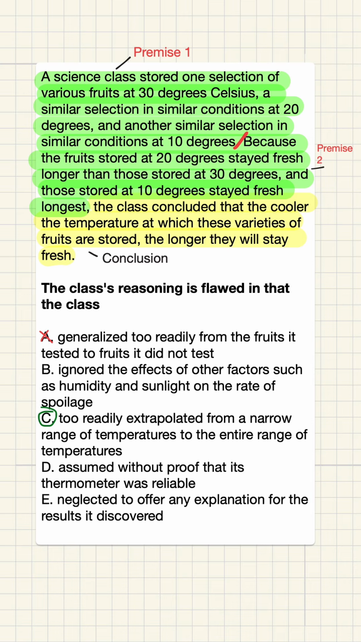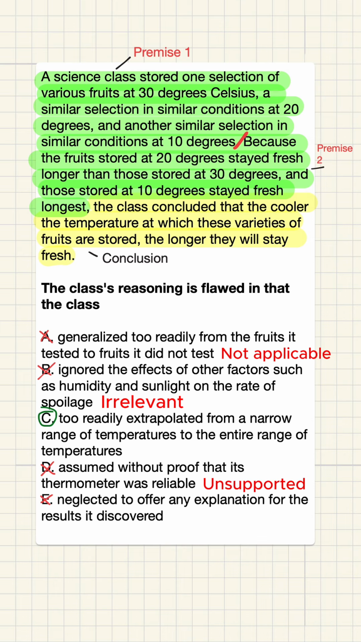A says the class generalized from the fruits it tested to fruits it did not test, but the conclusion is only about the varieties tested, so that criticism doesn't match the argument. B says the class ignored other factors like humidity and sunlight, but the experiment explicitly says the fruits were stored in similar conditions, so other factors were controlled. D says the class assumed the thermometer was reliable. The stimulus never raises any concerns about measurement accuracy, so that's unsupported.